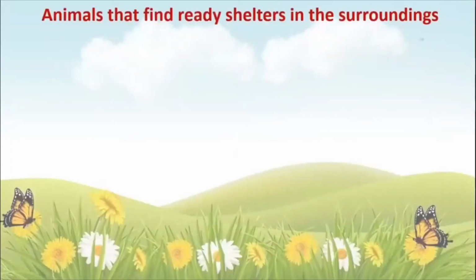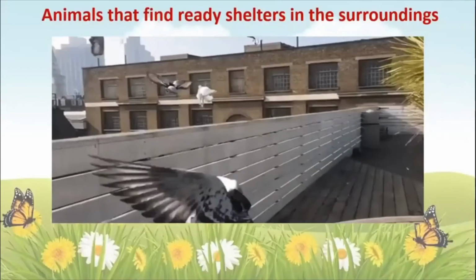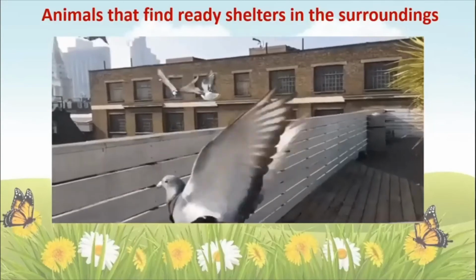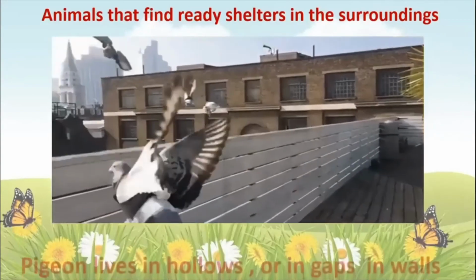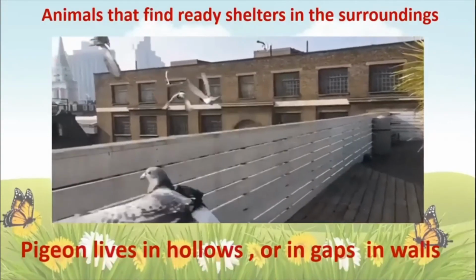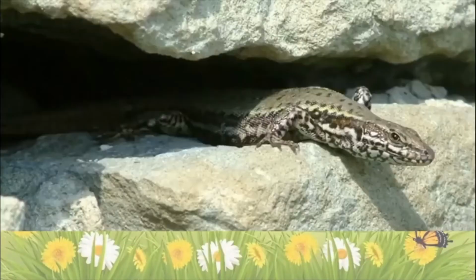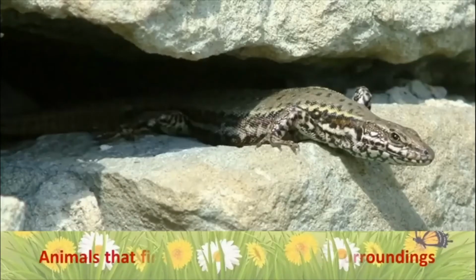Okay. See some more examples. These animals we have seen around us now. The pigeons. They find places in the corners of the buildings or in the hollows or gaps in the walls. So these, children, are the different types of animals which find ready-made shelter.